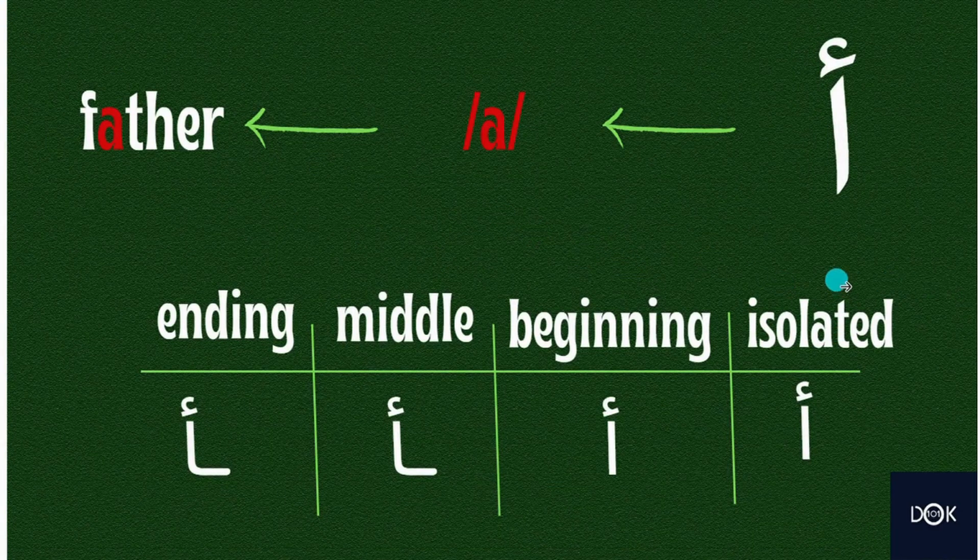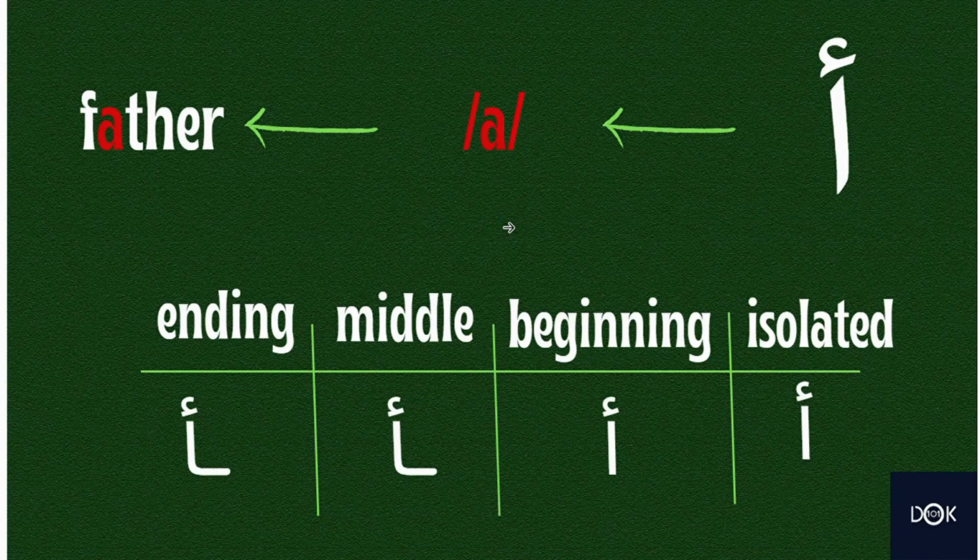The very first letter in Arabic alphabets is Alif. Alif, and the sound of Alif is exactly like the sound of letter A in the word father. Alif.